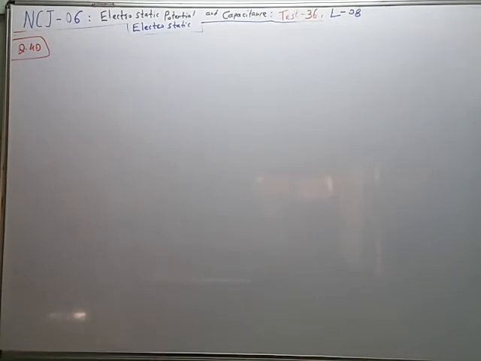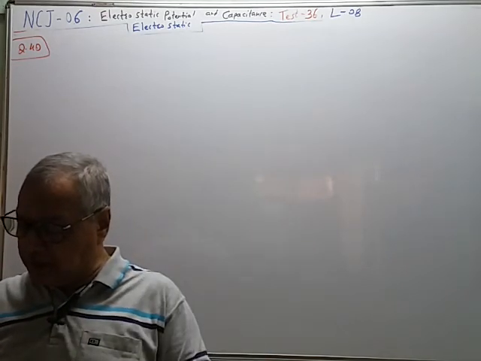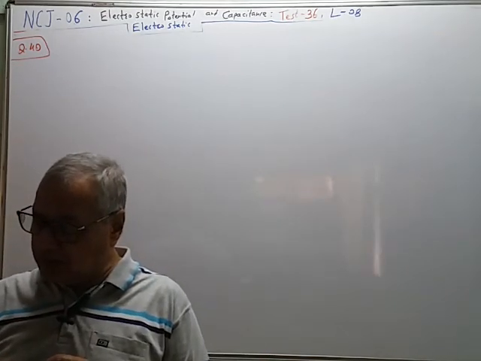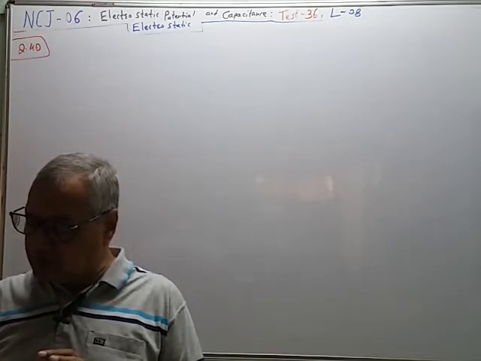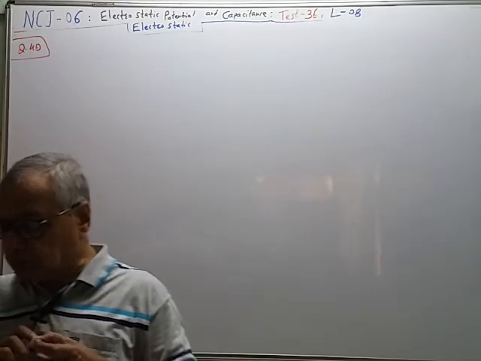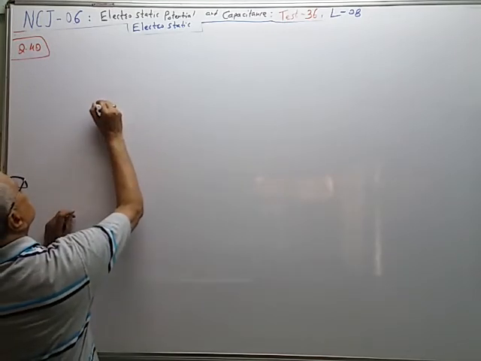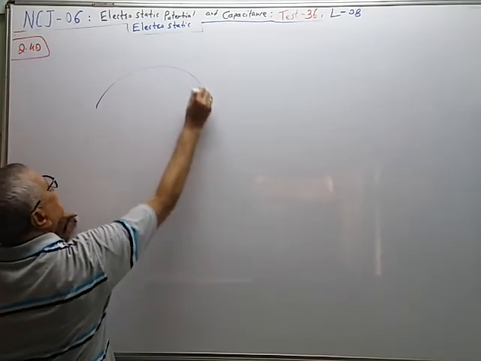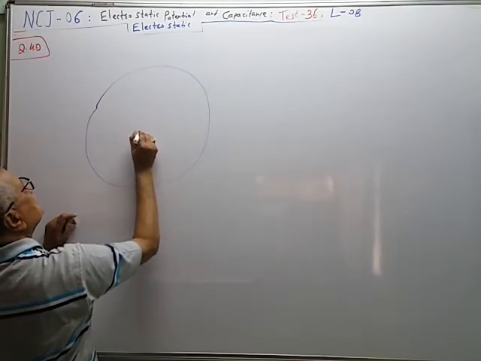Last question. Question number 40. If a point charge Q is placed at a point inside the hollow conducting sphere, then which of the following electric lines of force patterns is correct? So I will draw the figure like this. This is a hollow sphere, and at the center this is the plus Q charge.